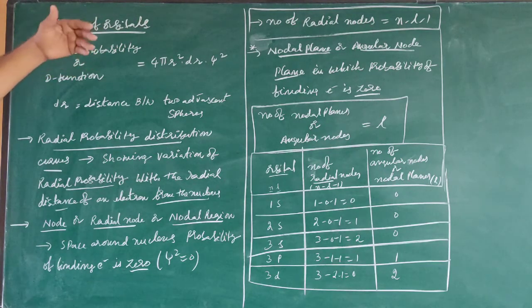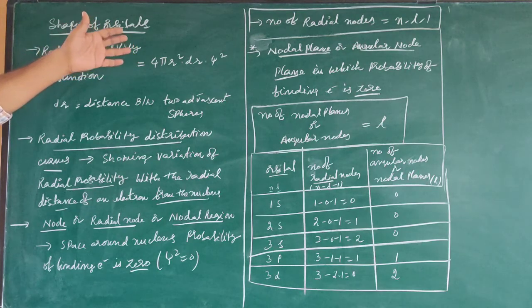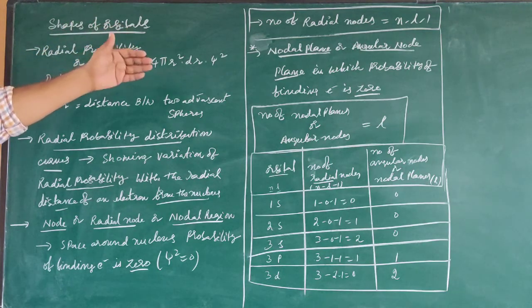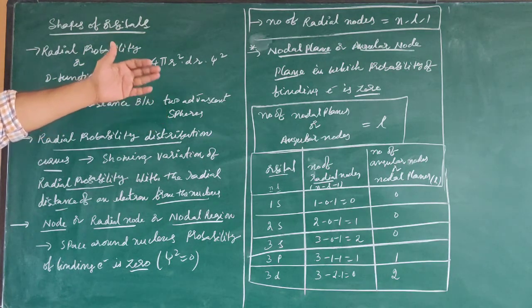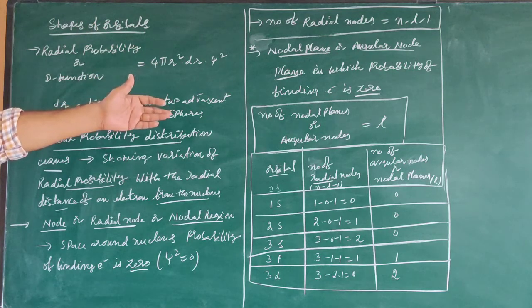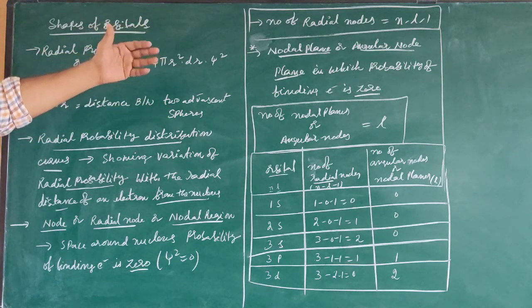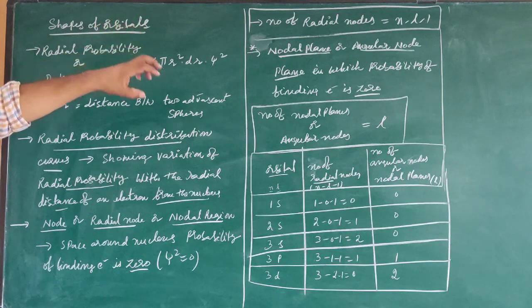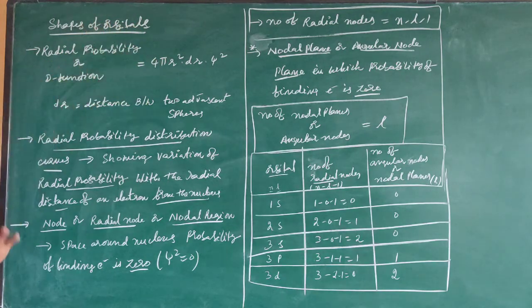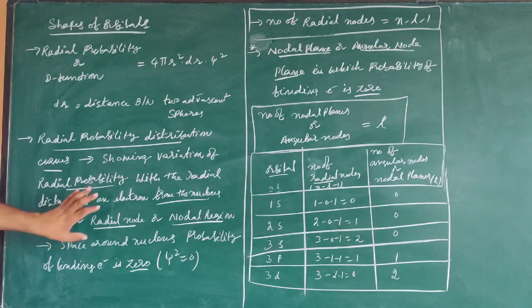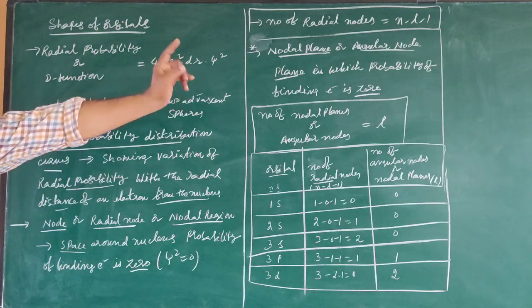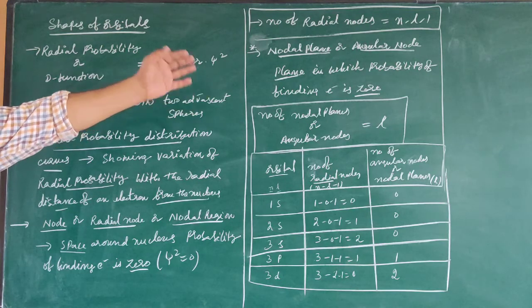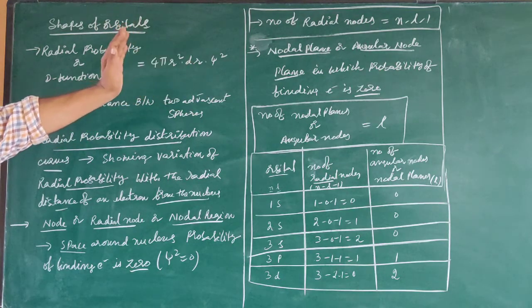Next, the number of nodal planes or number of angular nodes is equal to L. A nodal plane is otherwise called an angular node. What is the meaning of nodal plane or angular node? It is the plane in which the probability of finding the electron is 0. Here, the node or nodal region is the space, while the nodal plane is the plane in which the probability of finding the electron is 0.